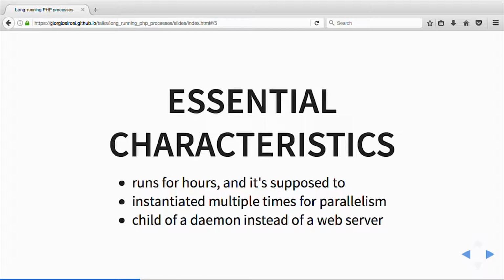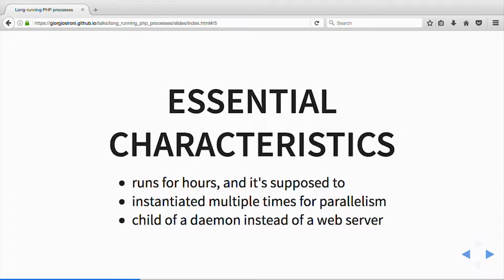The essential characteristic that you can extract from these categories of processes I just listed is that they run for hours. They are supposed to run for hours. They can run for days, typically until the next deploy, because at the next deploy, you have to change the code, and so you have to restart them. You usually scale them not by making a single process more efficient, but by instantiating multiple copies, all implementing a pattern called competing consumers where they are fed from the same source.